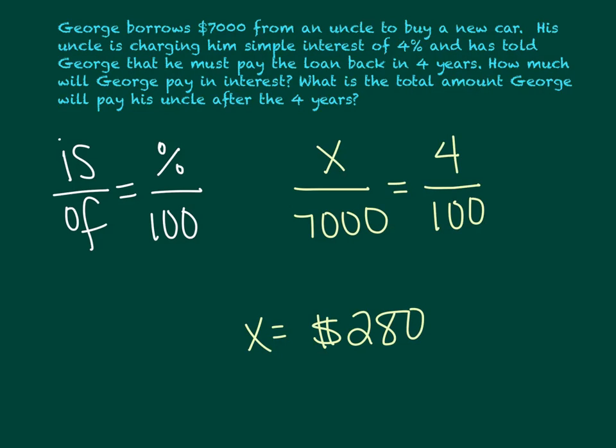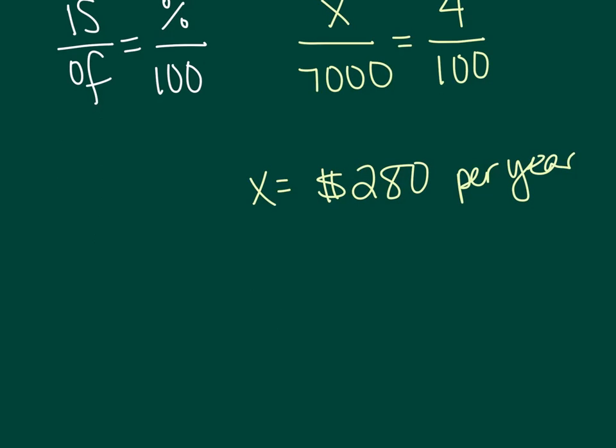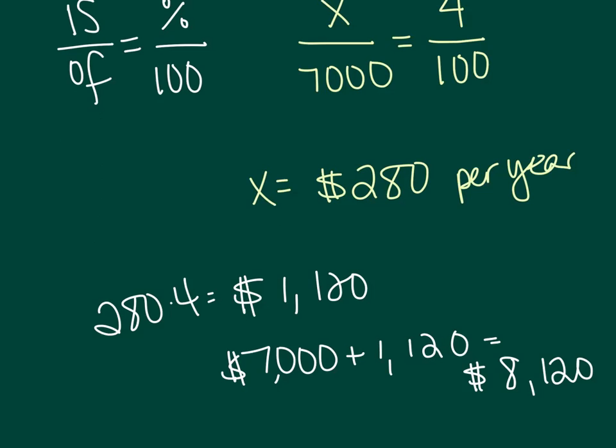That's $280 per year that George is going to owe his uncle in interest. In order to determine what he is going to owe in interest after 4 years, George is going to have to take $280 and multiply that by 4 to know that his total is going to be $1,120 in interest, in addition to paying his uncle back that $7,000 loan for the car he just had to have. So at the end of 4 years, George is going to pay his uncle $8,120.